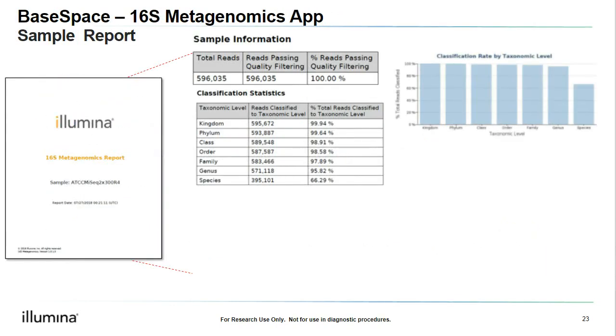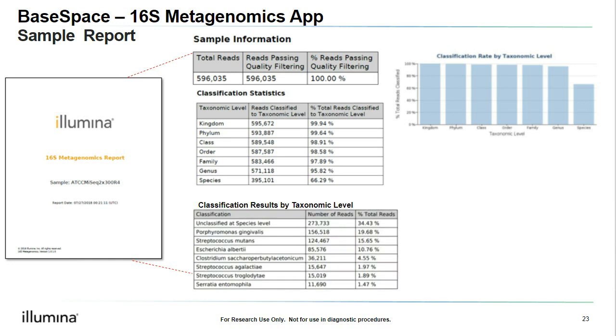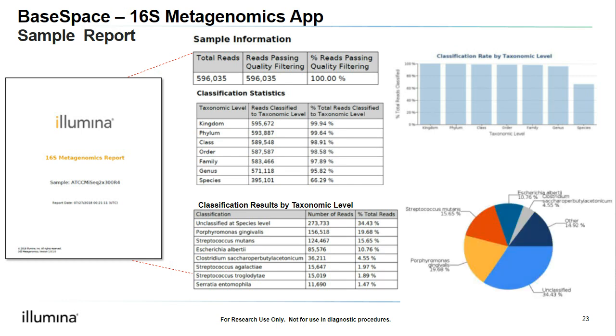Finally, the output includes a PDF report that contains sample information, classification statistics, and also the classification results table that will show you the highest 8 taxonomic classifications at each level. There is a pie chart generated from this classification table that shows the classification for each level. It will show any level with more than 3.5% abundance, and classifications with less than 3.5% will be called others in the pie chart.